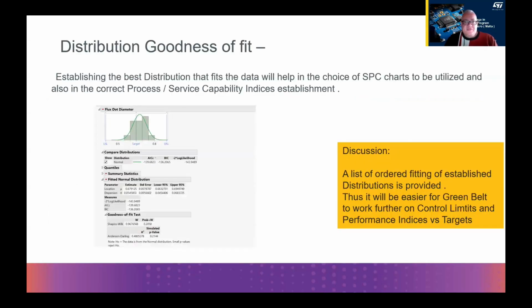And first of all, a good tool is to use the goodness of fit. So as using the goodness of fit, we'll know what kind of distribution of data we've got, so that when we apply the capability tests, we know which kind of distributions we want to use in our work.